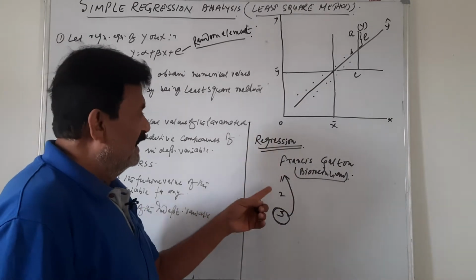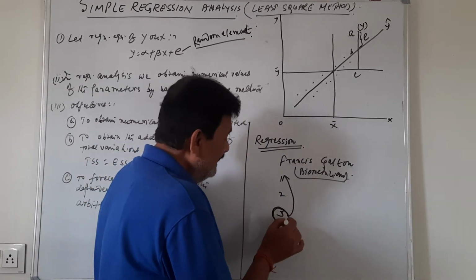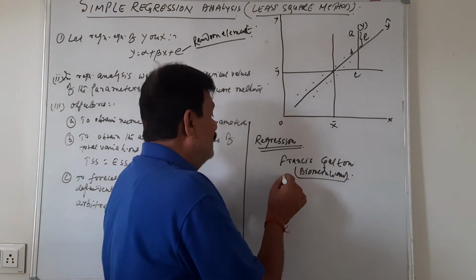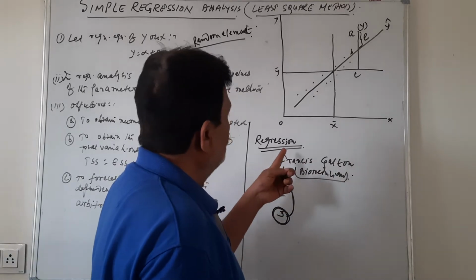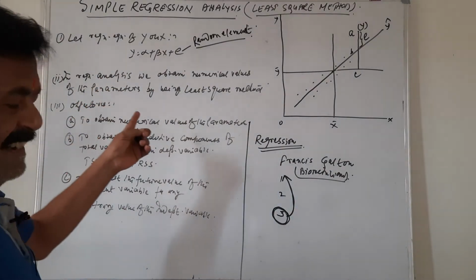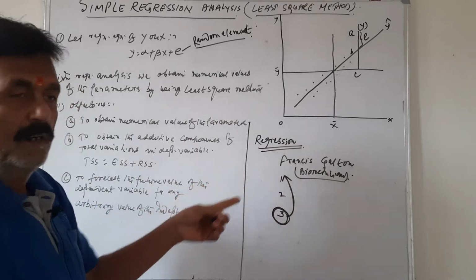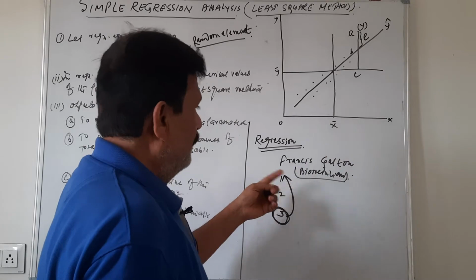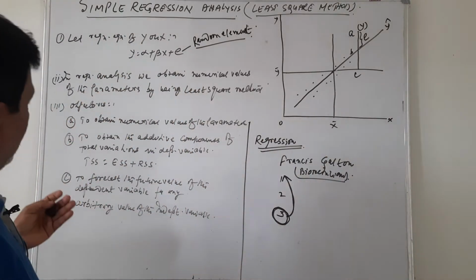Here regression was used in this sense, that the height of this generation tends to get back to the average heights of the previous generations. In this context, Francis Galton used this word regression. But the use of this word regression in statistics is absolutely accidental. It has nothing to do with the meaning of regression that this gentleman, Francis Galton, had used. So anyway, this is about regression analysis.